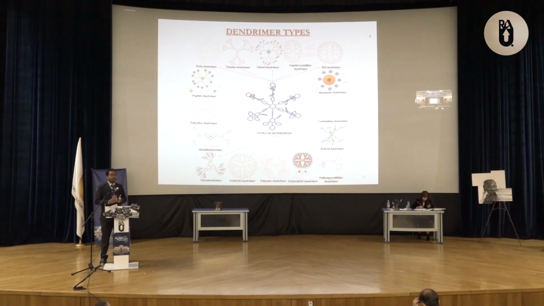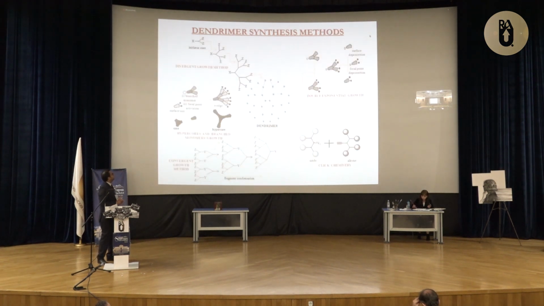There are various types of dendrimer. You can see in this slide a number of dendrimer types, but the most commonly used dendrimers are PAMAM, polyamidoamine dendrimers. PAMAM, in short, we can say PAMAM. They are the most commonly used dendrimers. How can dendrimers be synthesized? There are various routes: divergent method, convergent method, click chemistry, but the most commonly used methods are the divergent method as well as the convergent method.